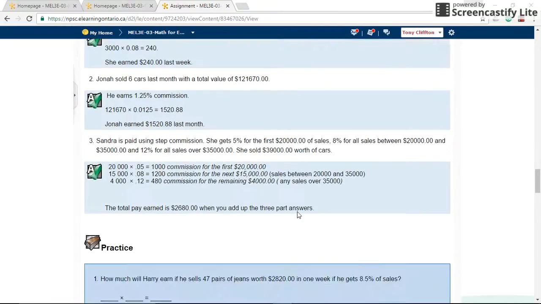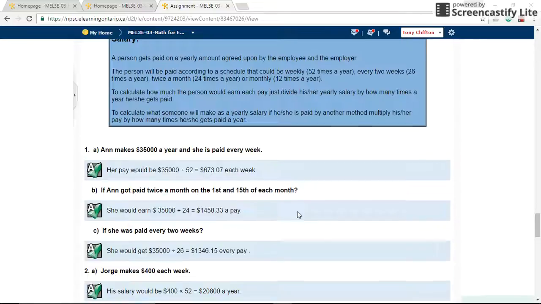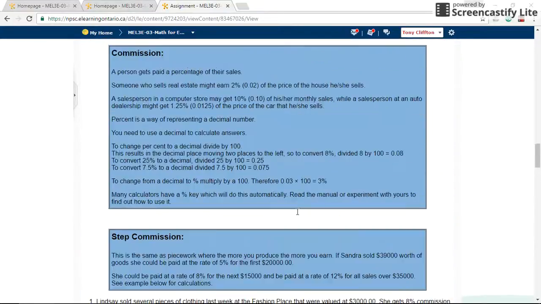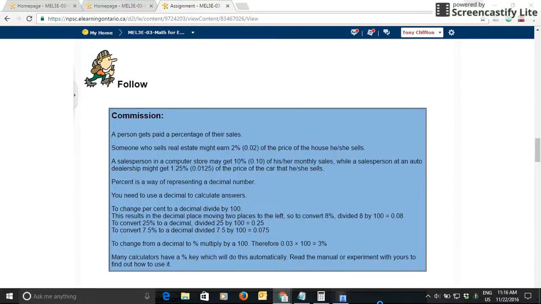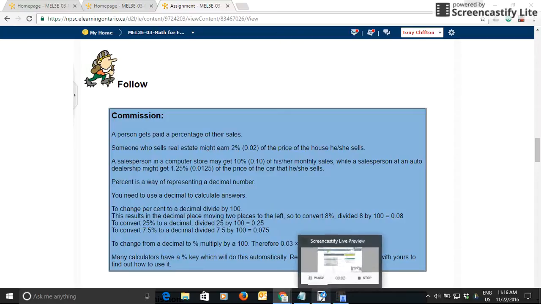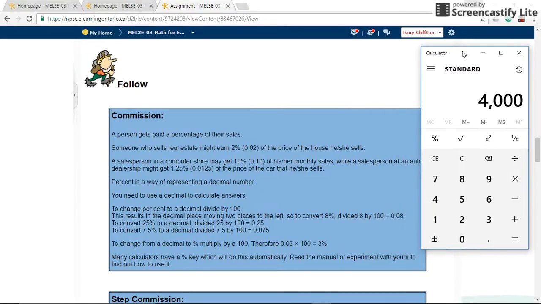The final example is when you get paid a commission. A person gets paid a percentage of their sales. So someone sells real estate, they might earn 2% of the price. So if you have a house that sells for $200,000, the salesperson might make 2%, 0.02, that's 2%, equals, they'd make $4,000.